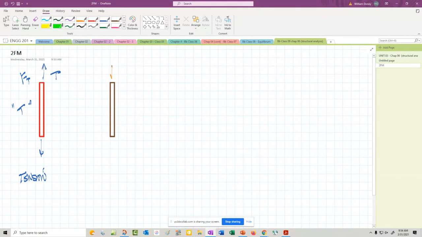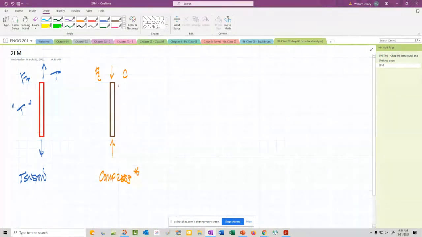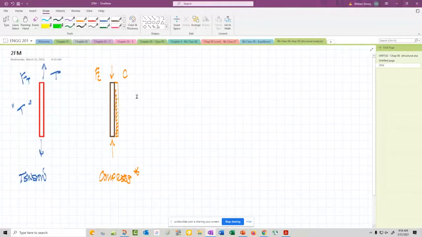And if we have the forces into or pushing this way, this would be a compressive force or force of compression. It's trying to shorten or compress the member. And that's really the only two options. Okay, the only two options. Now, the compression one may be designed a little thicker because we don't want it to buckle.